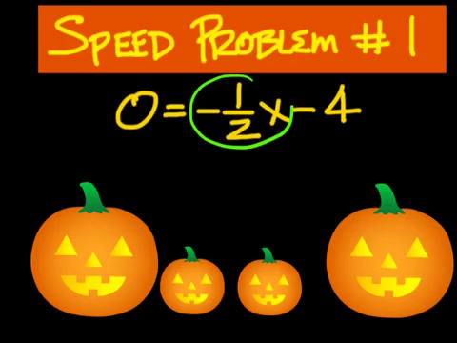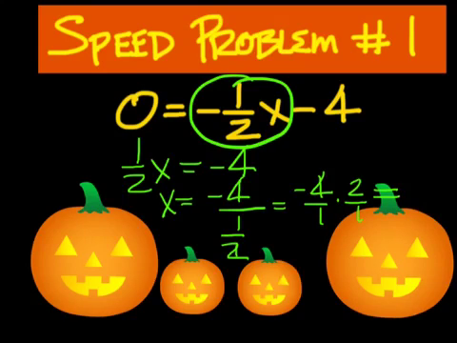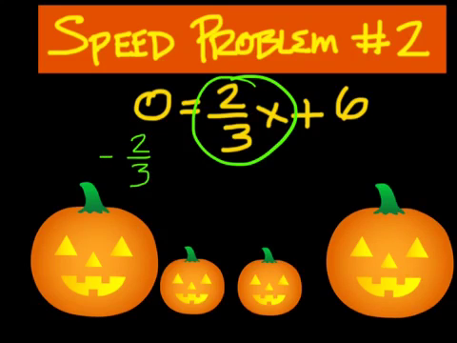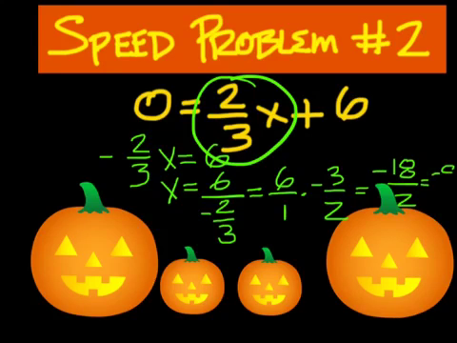You should have this moved over to the left to become positive, and then you're going to divide by 1/2. If you divide by 1/2, that's -4 over 1 times 2 over 1, which comes out to be a -8. This one is open to everybody. Move this over, make it -2/3. And you're going to have to divide by that -2/3, which is going to be the same as multiplying 6 over 1 by a -3 over 2. That's -18 over 2, which is a -9.